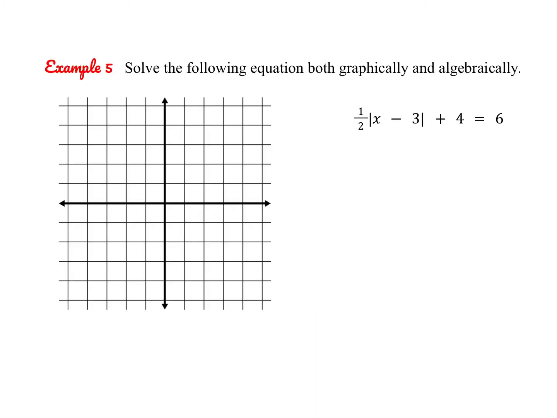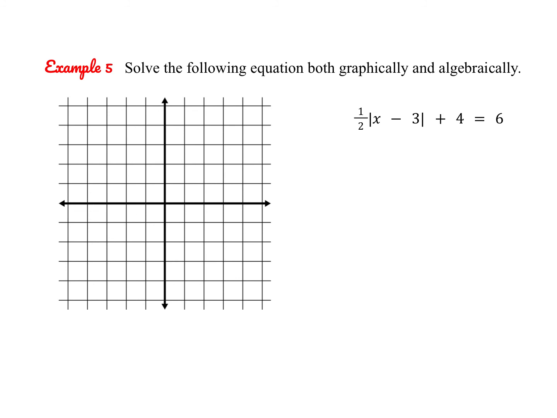All right, let's try one together. We're going to solve this equation both graphically and algebraically. So let's start with graphically. We're going to graph this absolute value expression that's on the left side. So we're going to graph 1/2 absolute value of x minus 3, plus 4. And then we're going to graph the equation on the right, which is a constant function, and then we're going to see where they intersect.